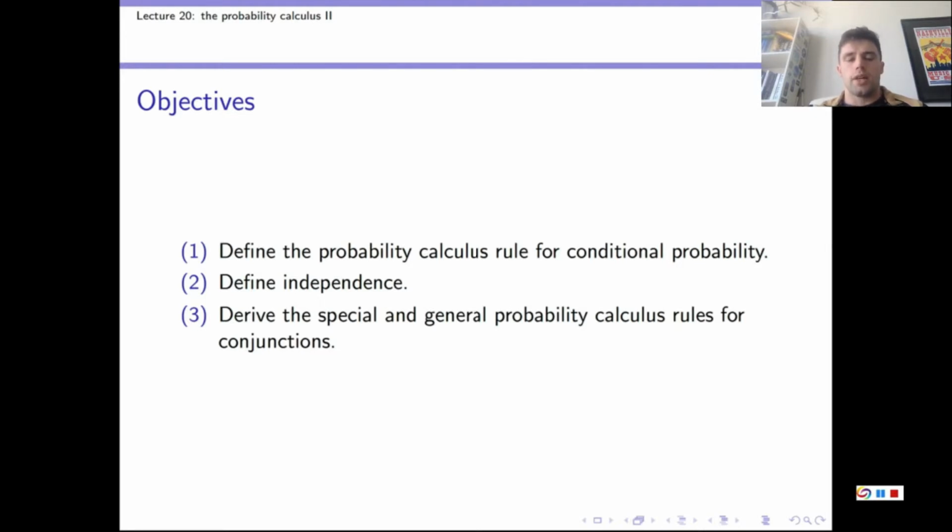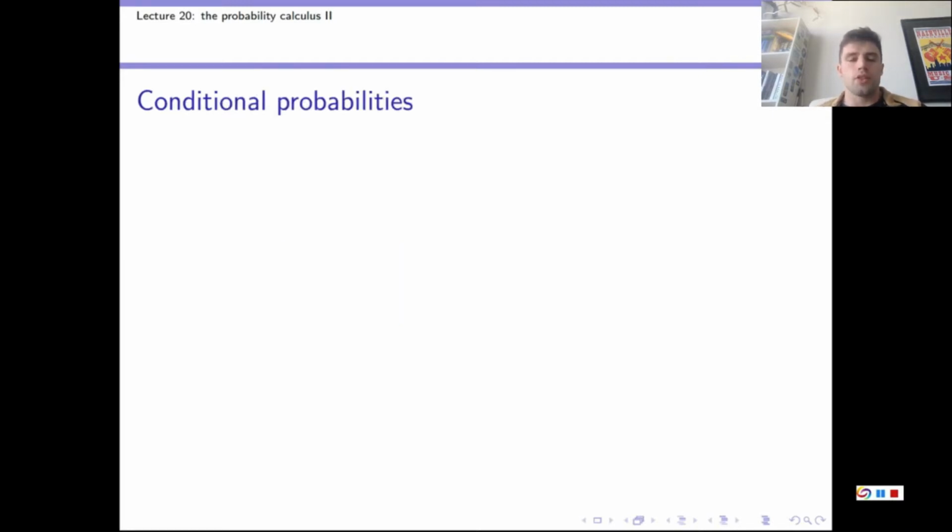Okay, so last time we looked at the probability calculus rules for negation and disjunction, as well as the special kinds of statement: tautologies, contradictions, logically equivalent statements, and mutually exclusive statements. In this video, we'll define another rule for conditional probabilities, and using that, we'll derive the general conjunction rule. So first, to conditional probabilities.